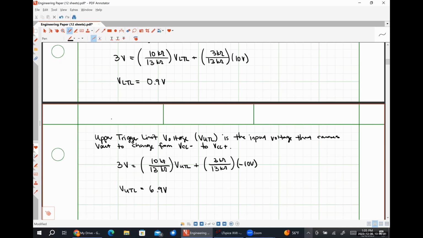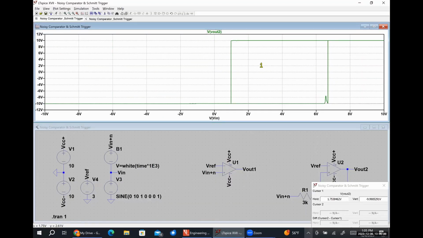All right. So let's see how closely that agrees with our simulation. 6.7. Pretty close. So this is a pretty good estimate considering the large assumptions that we've made about the behavior of this device as to how we can set our upper and lower trigger limits for our Schmitt trigger. Yes, Katie.